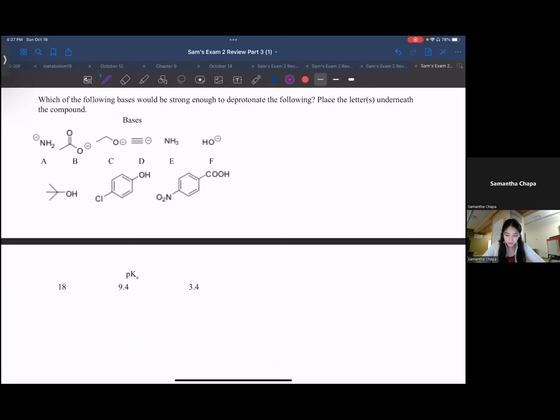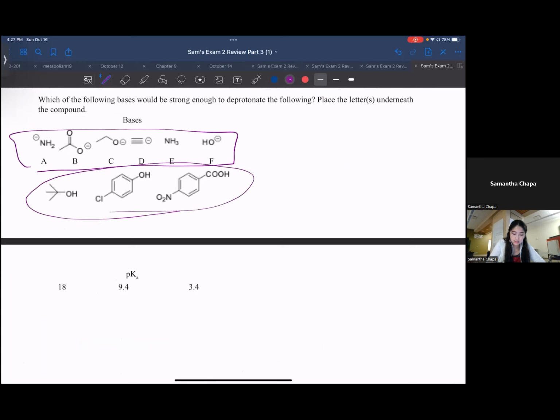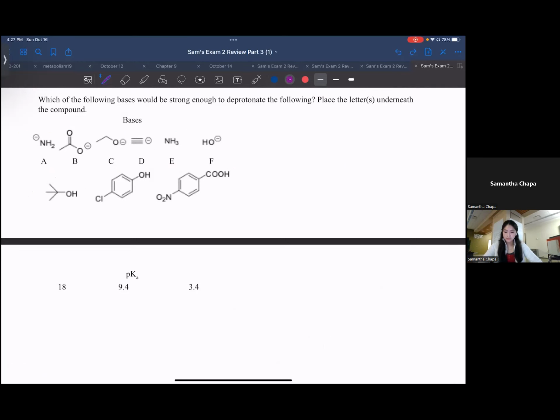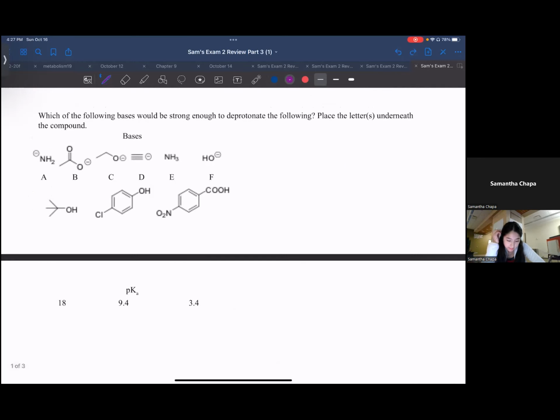So here's what we have for this. Which of the following bases will be strong enough to deprotonate the following? Place the letters underneath the compound. So these are all our bases, and they're asking which of these bases are strong enough to deprotonate these different groups, right? Okay. So the first thing I'm going to do is ask for the pKa's of each one of them, A through F. And the reason that I ask for the pKa's of those is because the pKa of the conjugate acid determines the strength of your base.